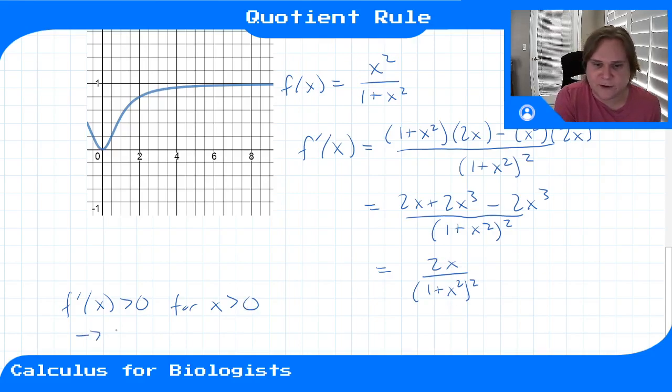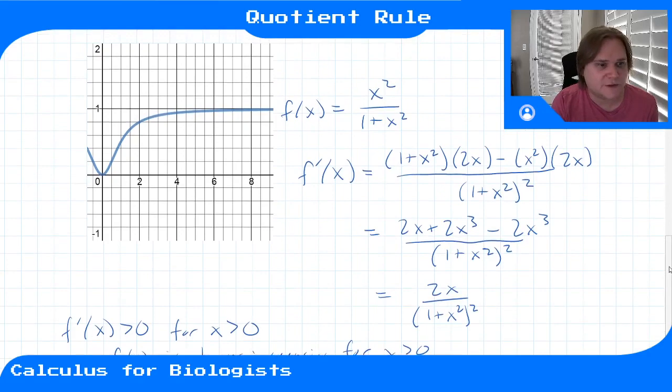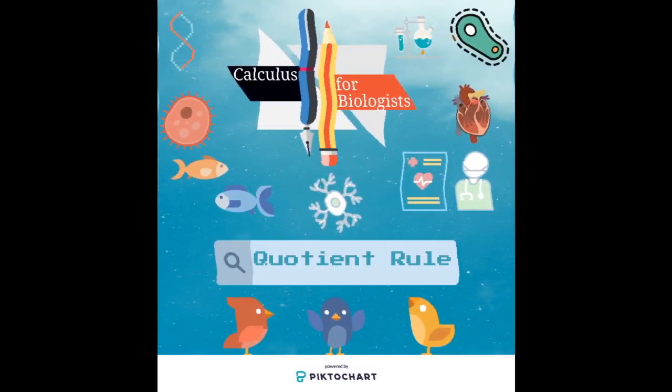Okay, so f of x is always increasing for positive x. Right, for negative x, it's actually the opposite. For negative x, it'd always be decreasing away from that saturation point, since this is a perfectly symmetric function. But we're not really going to think about that, okay? So this is just a little bit of practice on using the quotient rule for some sort of functions that you might see in models later on in this class. All right.